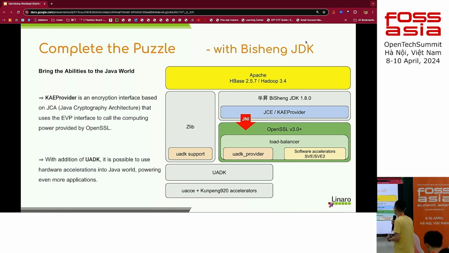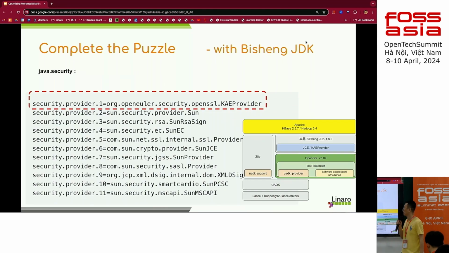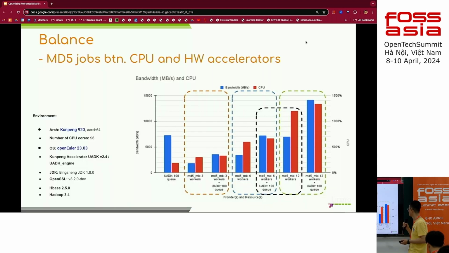The KAE provider in Java will call the load balancing provider, and then the load balancing provider will help the application assign the tasks to either the hardware provider or the software provider. It's also easy to use. You just need to change one line in your JDK. Dragonwell JDK is the version derived from the OpenJDK project, and it's open sourced by HiSilicon, Huawei.